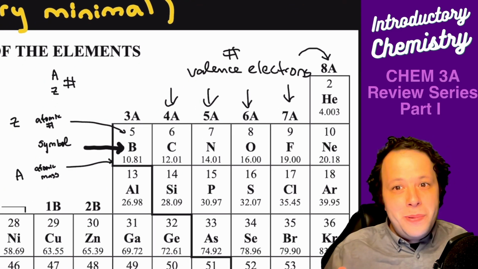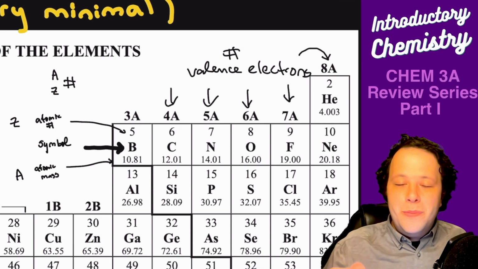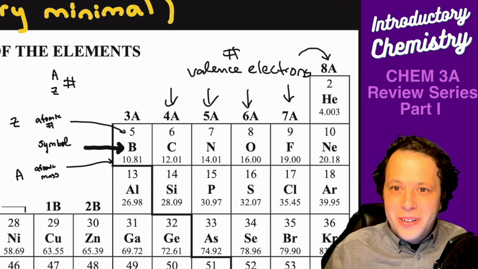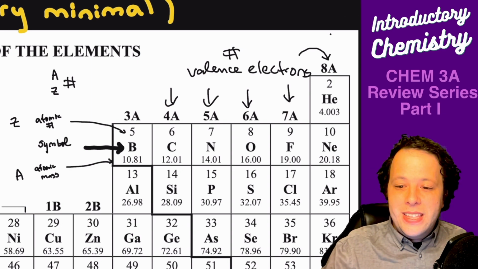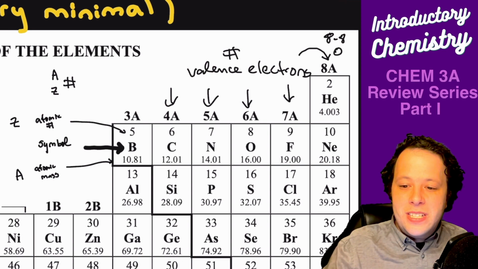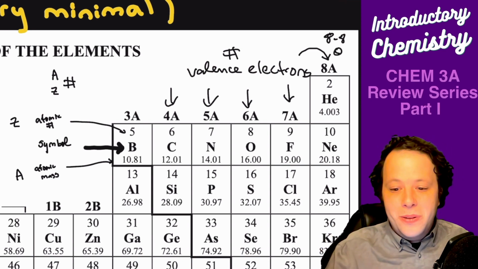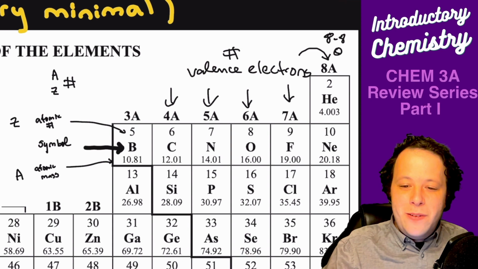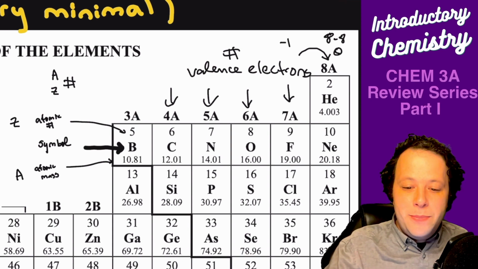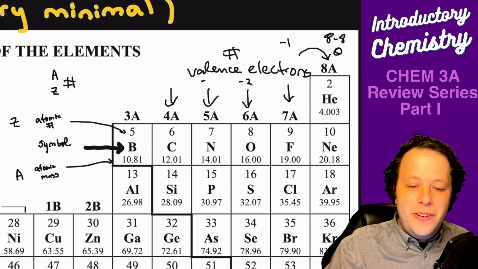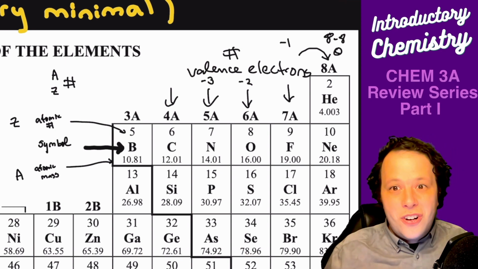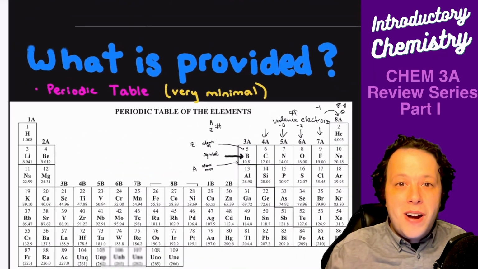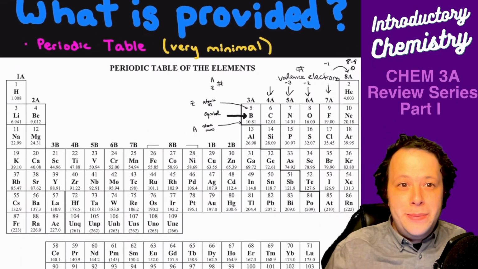You can also use it for your charges too. Remember, the total number of valence electrons is always 8. So if you just do 8 minus that group number, you will get what the charge is. So 8 minus 8, that's 0. 7 minus 8 would be -1. 6 minus 8 would be -2. 5 minus 8 would be -3. And that can give you a lot of your charges too. So make sure you practice using a simple periodic table.